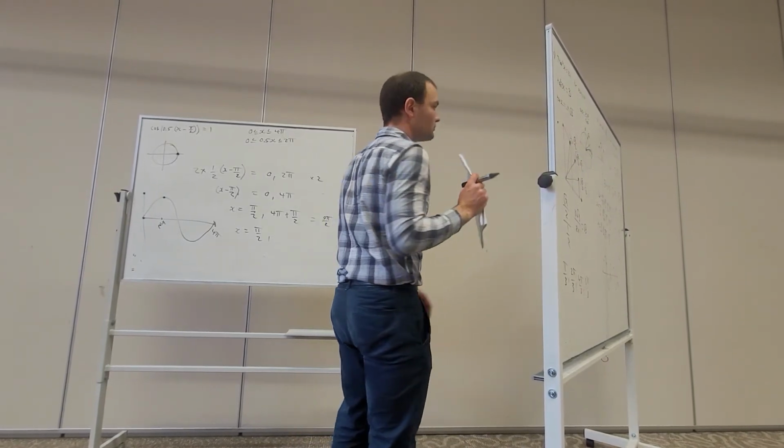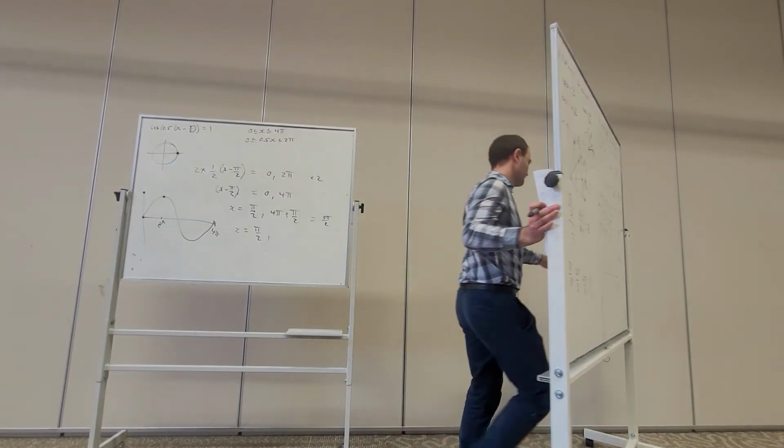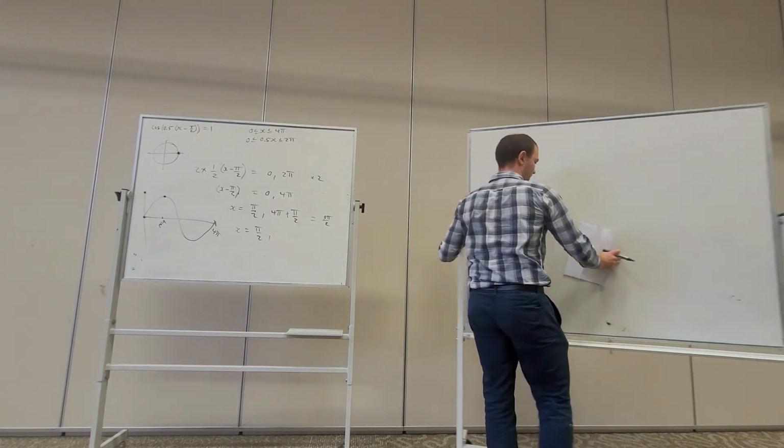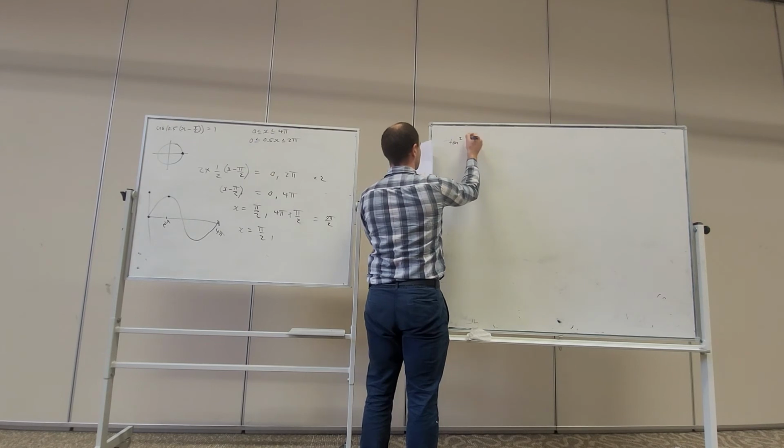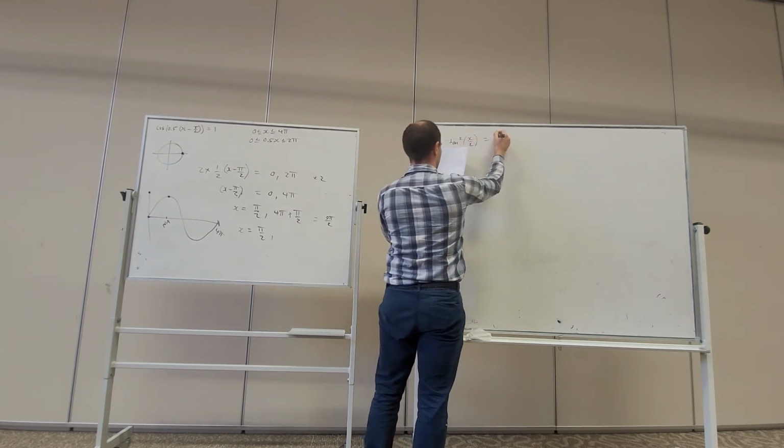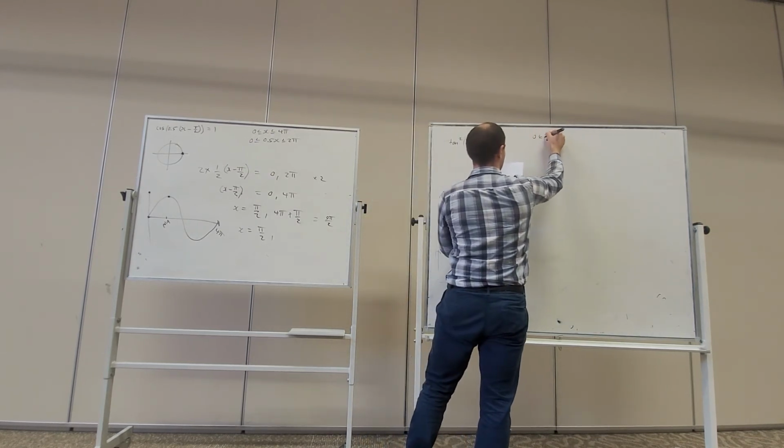Is that all? There's one more. There's one more in the book. The last one. I haven't written it up here. Tan squared x on 2 equals 1. So 0 is less than x, less than 2 pi.